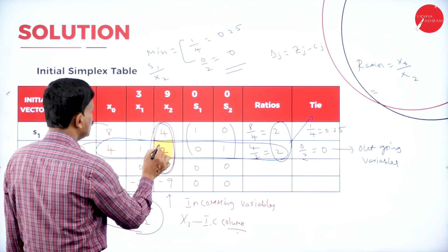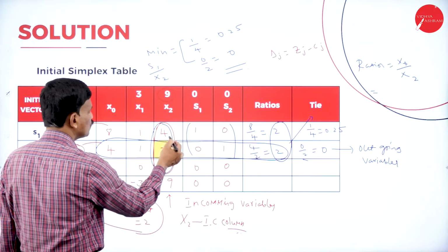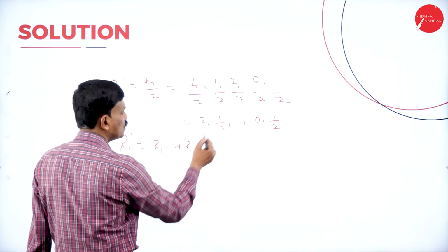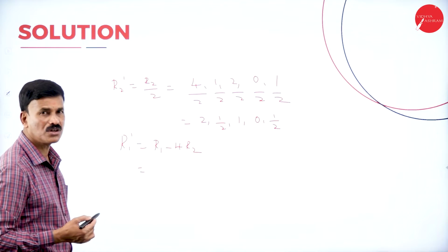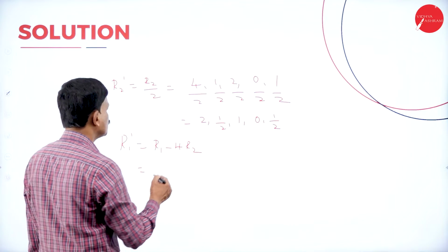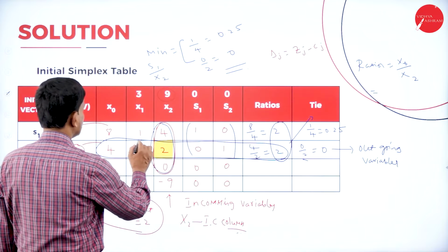That's all, because here we have 4. So, for this just subtract with 4. 4 minus 4 will give 0. That can be written as R1 dash is equal to R1 minus 4 times R2 dash. What is R1? Just take the elements.